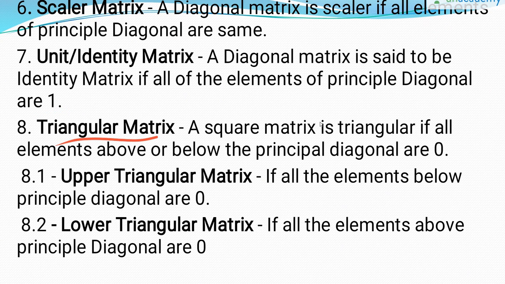Now triangular matrix. A square matrix is triangular if all the elements above or below the principal diagonal are 0. It is of two types, that is upper triangular matrix and lower triangular matrix. Upper triangular is if all the elements below the principal diagonal are 0. That is why we call it upper, because only the upper triangular elements are non-zero. Similarly, lower triangular matrix if all the elements above the principal diagonal are 0. That is, the lower triangular elements are non-zero.